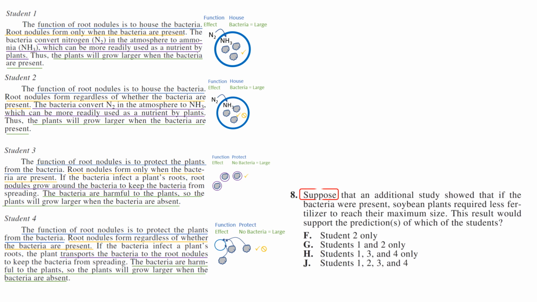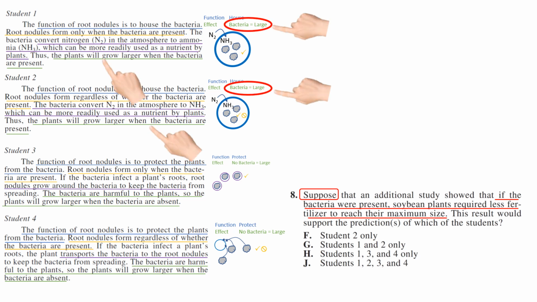Number 8 is a suppose-if why question. We're going to have to extrapolate or extend information. Additional studies showed that if bacteria were present, soybean plants required less fertilizer to reach their maximum size. Which students would agree with this prediction? So we know in students 1 and 2, bacteria equals larger plants. So it should be students 1 and 2, and students 3 and 4 say no bacteria equals larger. So it would be students 1 and 2 only. G.